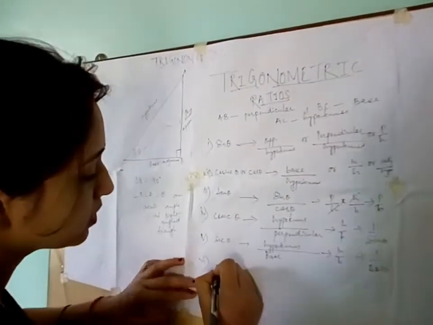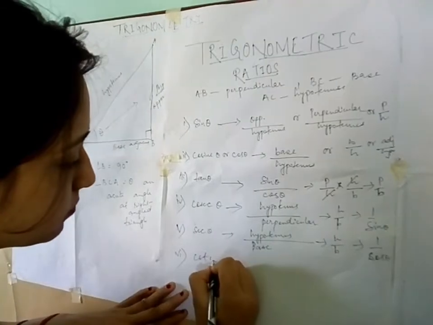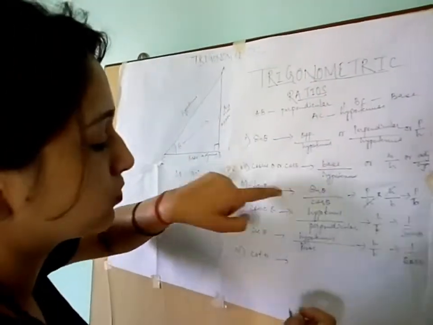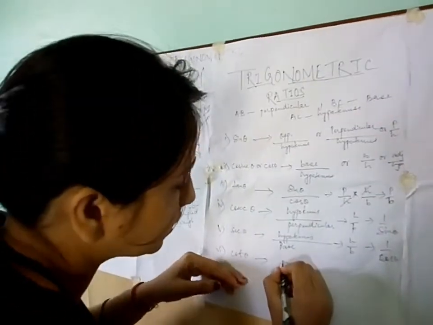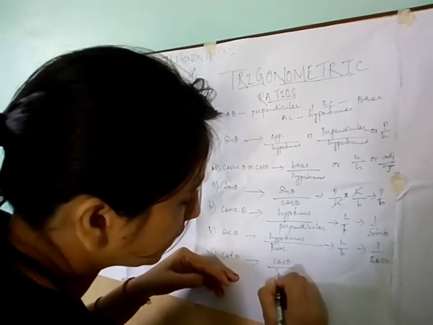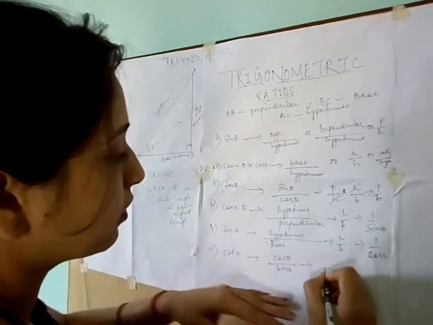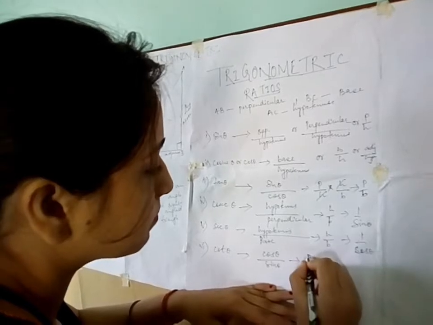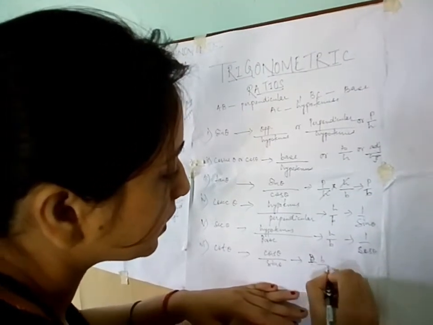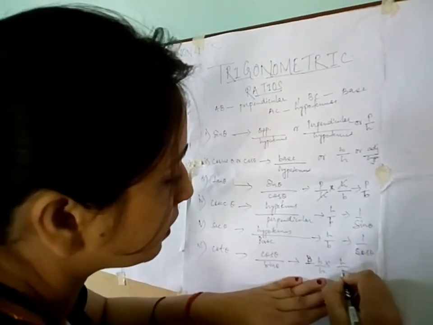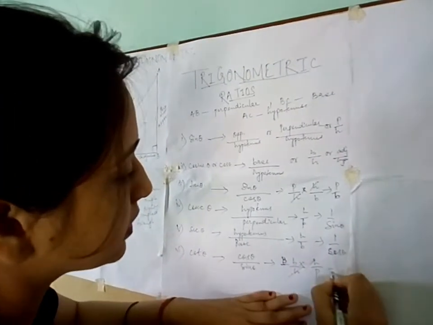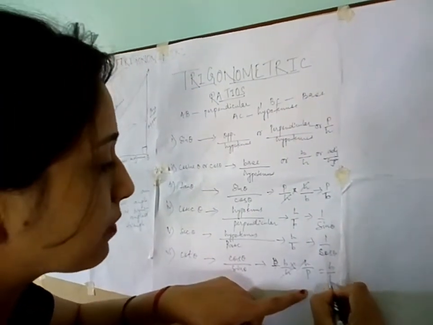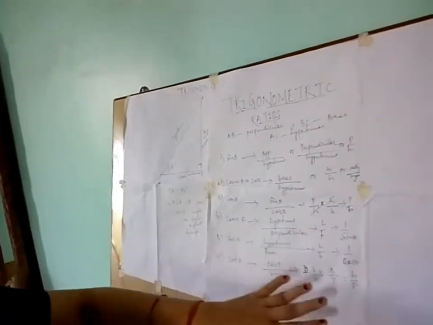Our sixth one is cot theta. This is like brother to tan theta, opposite of tan theta, cos theta by sin theta. So here B by H, H by P. So we can cancel H. Our formula will be B by P. Okay, this is our trigonometric ratio.